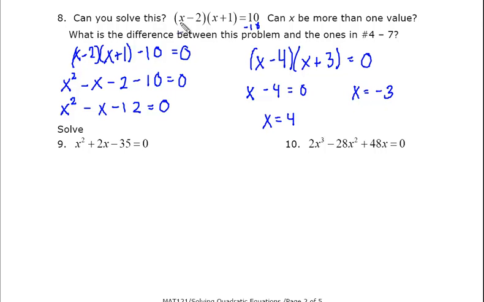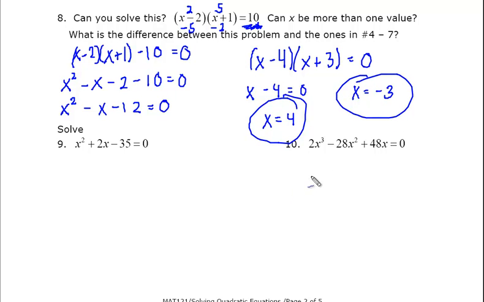And we can check them. Negative 3 minus 2 is negative 5. Negative 3 plus 1 is negative 2. So negative 5 times negative 2 is 10. And if we put 4 in there, 4 minus 2 is 2, and 4 plus 1 is 5. And 2 times 5 does indeed give us 10. So our answers are those.